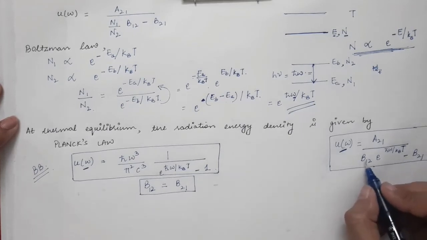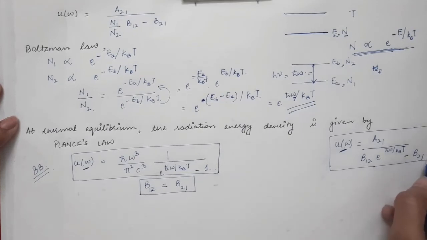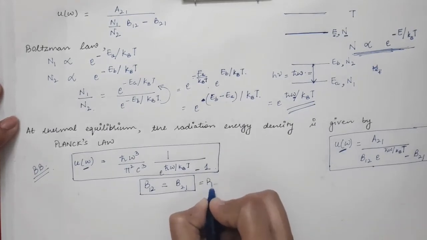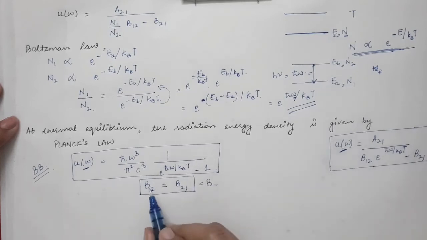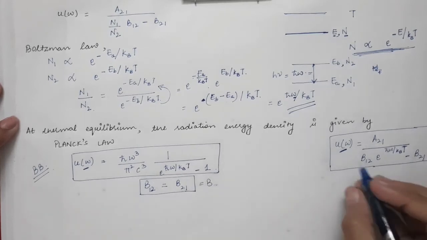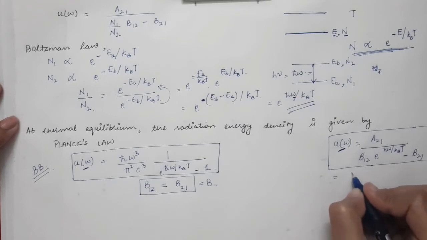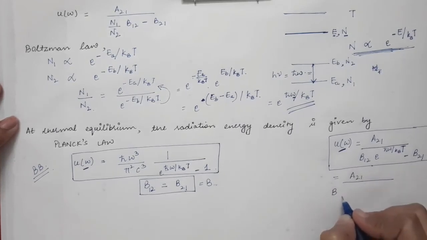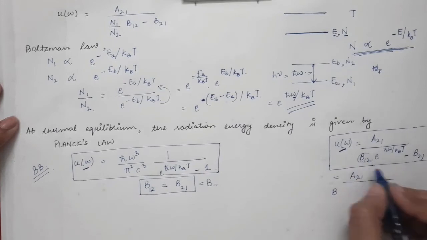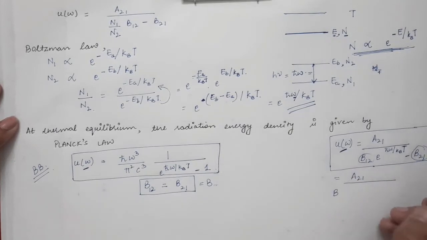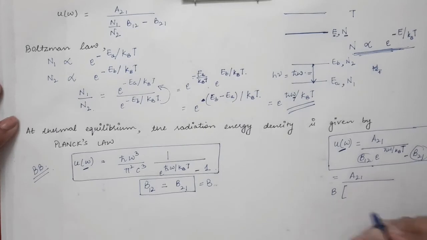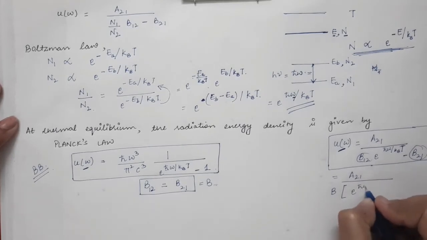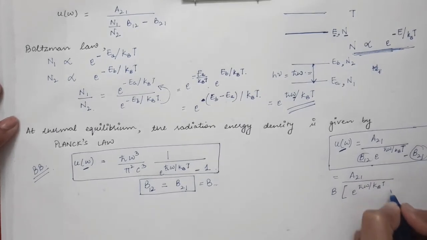And if B12 is equal to B21, let's say this is equal to capital B. So B12 is equal to capital B and B21 is equal to capital B. So this formula will become A21 divided by capital B. This will be equal to capital B and this will also be equal to capital B. So that can be taken common. So you will have e power h cut omega by kBT minus 1.